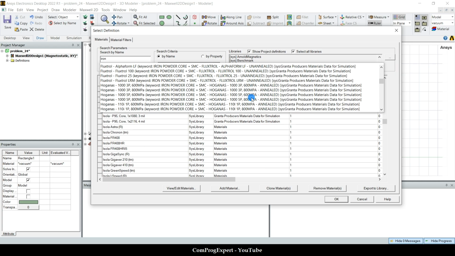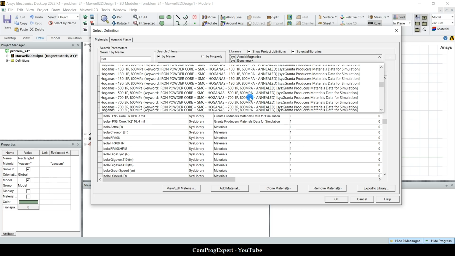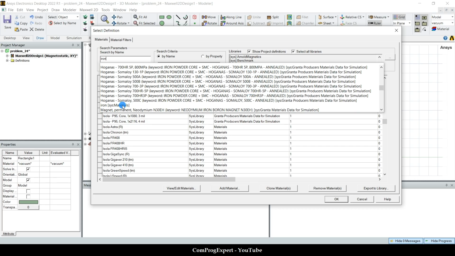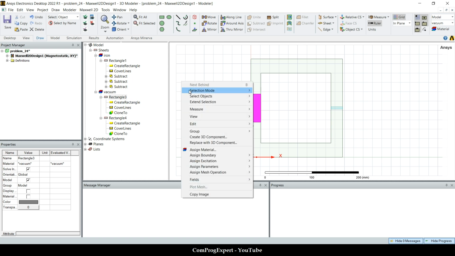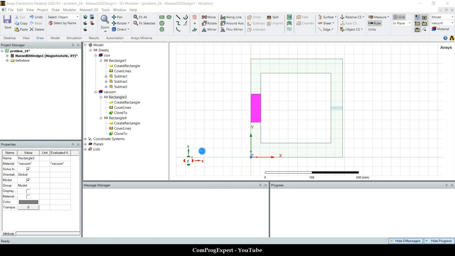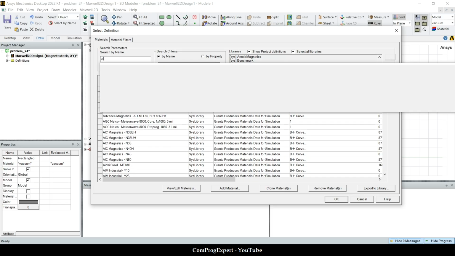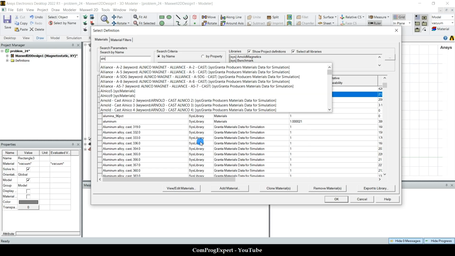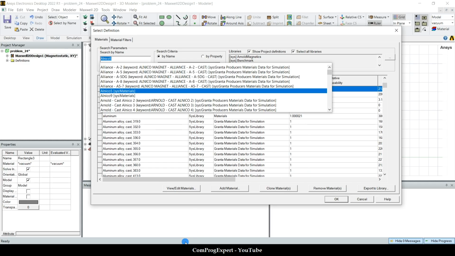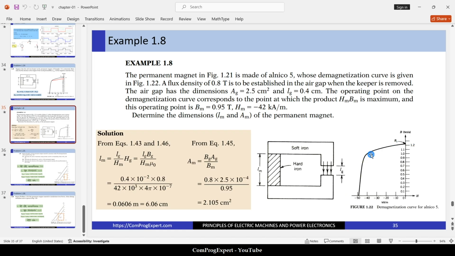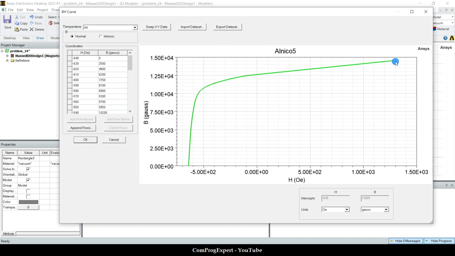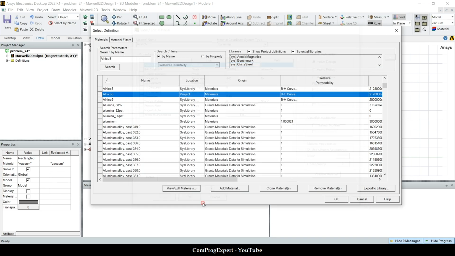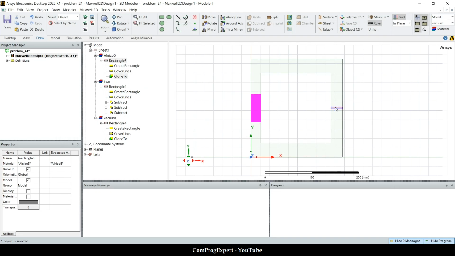Okay, cast iron, no, the previous one that we used is this one, and the material of this object is alnico 5. Okay, the same material that we have here, this HB curve, view material. Okay, this is the material, and this is the vacuum.